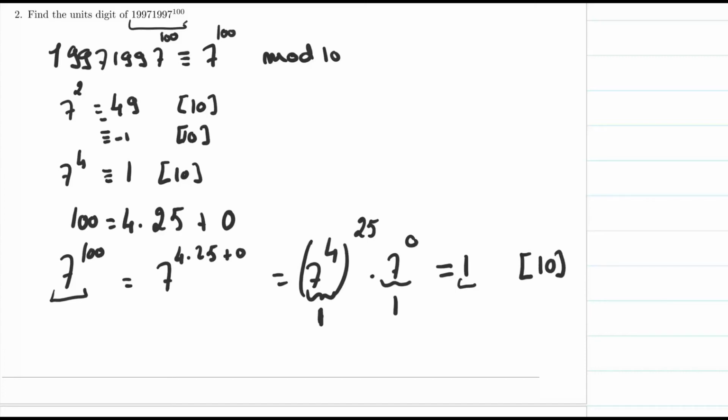So this big number we started with is also congruent to 1 modulo 10, which means that when I divide by 10, the remainder is 1, or that its units digit is just 1. So the answer here is 1.